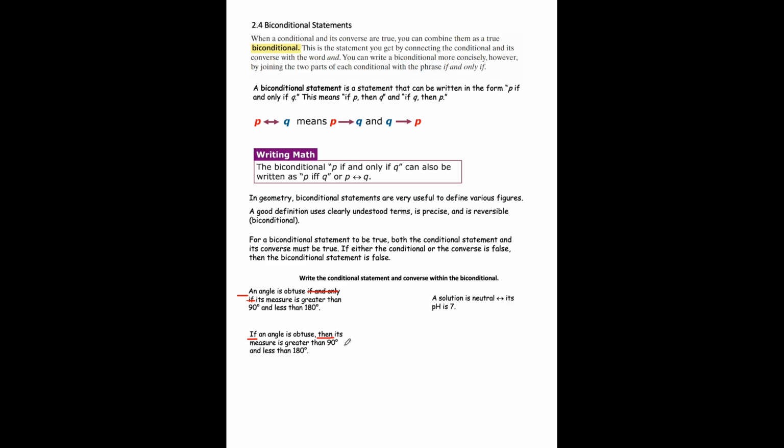It also contains the converse of this conditional. So take a moment and write the converse of this conditional statement. You should have, if an angle's measure is greater than 90 and less than 180, it is obtuse. After all, the converse of a conditional is when you switch the hypothesis and conclusion. This one sentence, this biconditional sentence, contains both of these ideas.